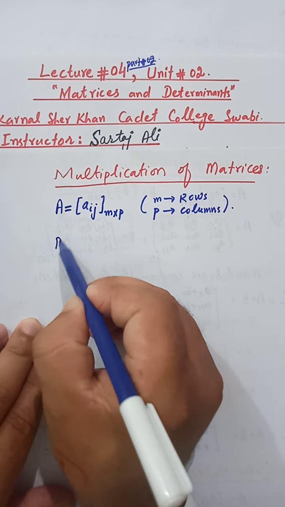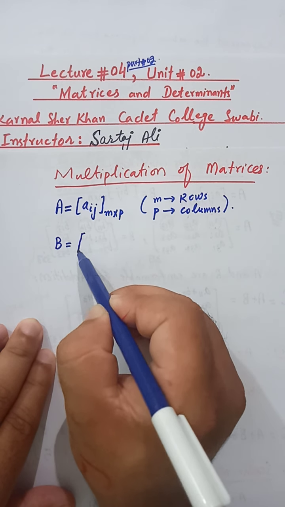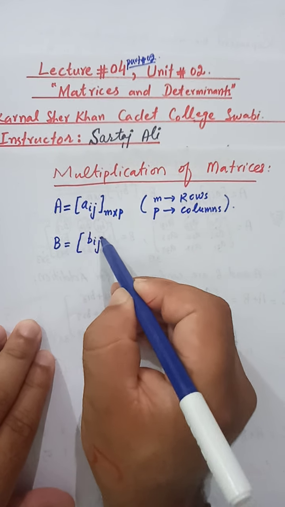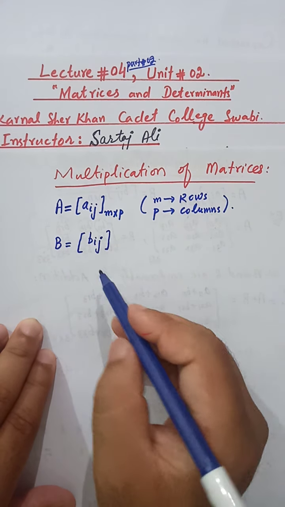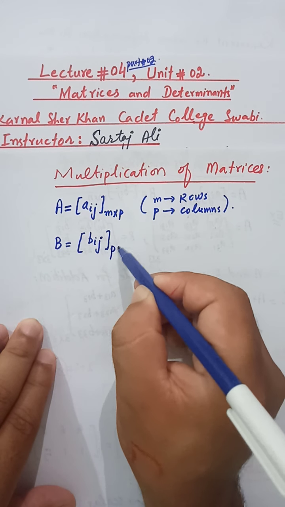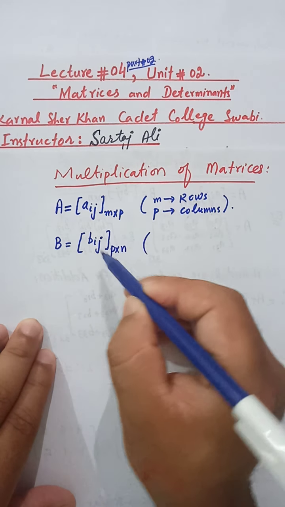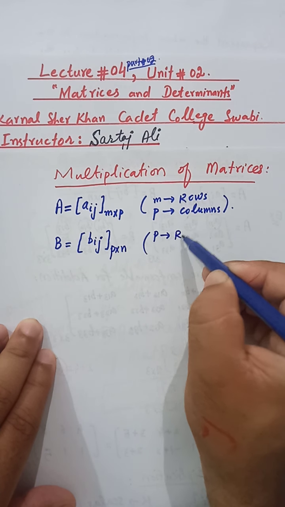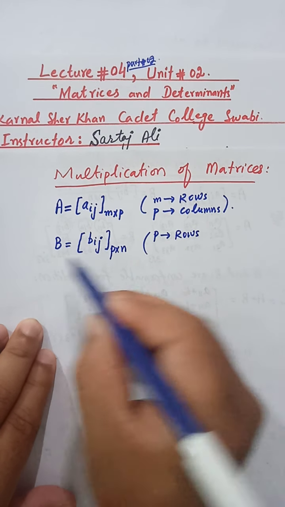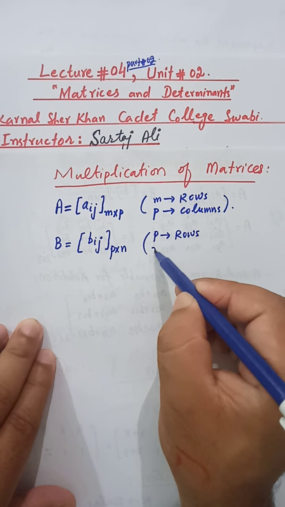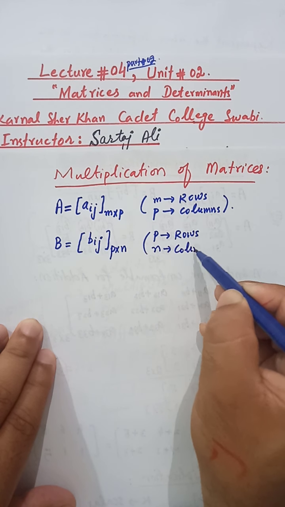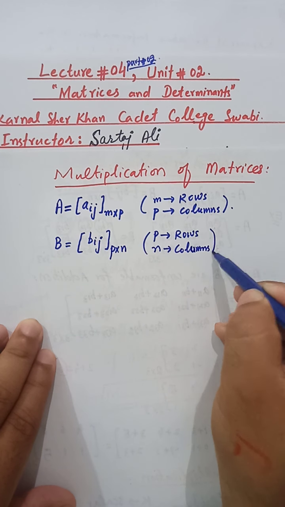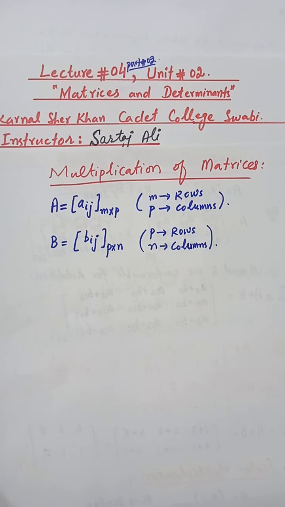And considering another matrix which is denoted by capital letter B, with elements of the form Bij, the order of this matrix is p by n. So in matrix B the number of rows is p, so these are the rows, and in matrix B the number of columns is n. There are n columns and p rows.